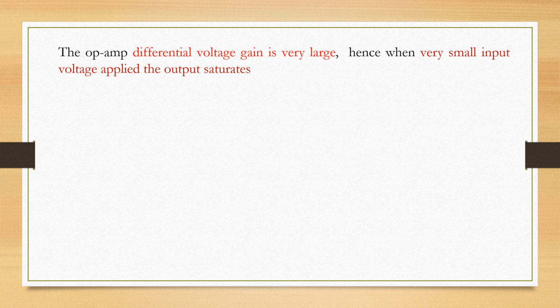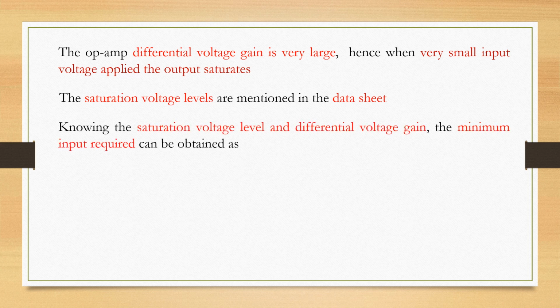The saturation voltage levels are mentioned in the data sheet. Knowing the saturation voltage level and the differential gain, the minimum input required can be obtained from this particular expression. That is, we can calculate the minimum input voltage as V sat divided by the differential voltage gain, or the open loop gain, as we call it.